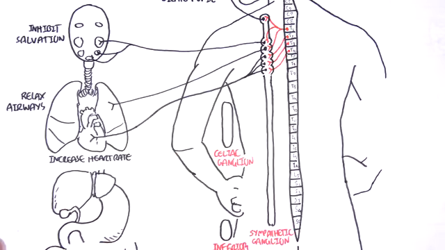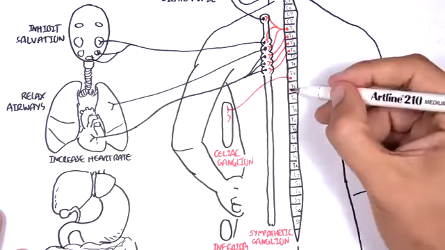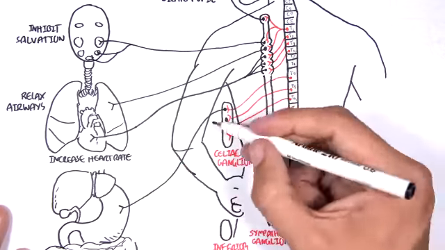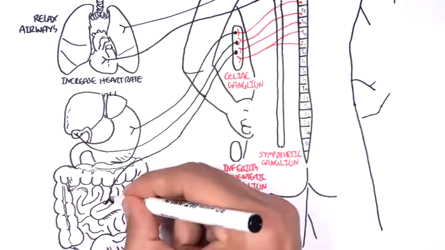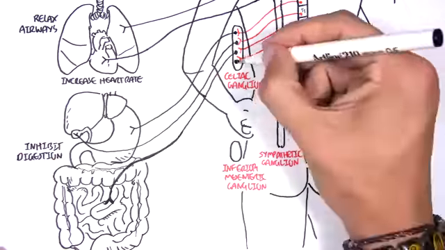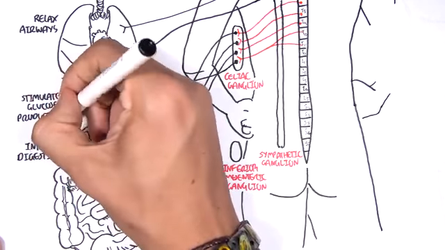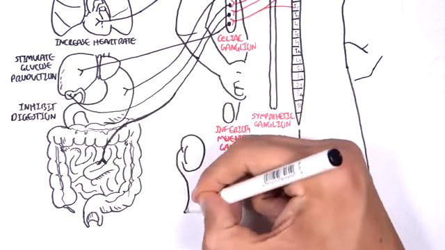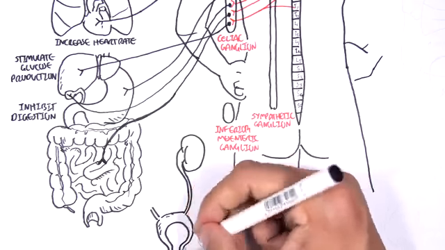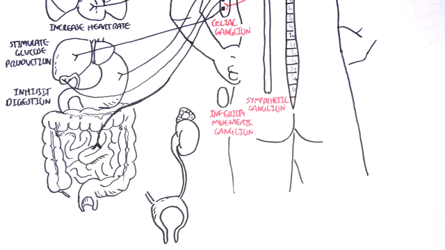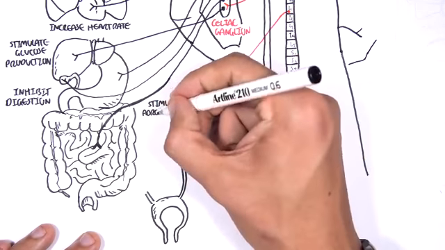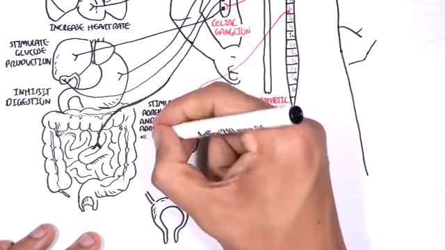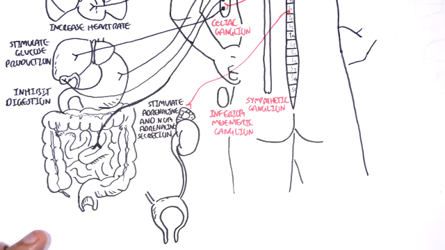Preganglionic neurons that will target the abdominal cavity will synapse in the celiac ganglion, and these postganglionic neurons will then target the digestive organs to inhibit digestion. It will target the liver to stimulate glucose production. And then neurons arising from the lumbar segment of the spinal cord will target the adrenal glands and will stimulate adrenaline and noradrenaline production. And this will promote sympathetic activity.